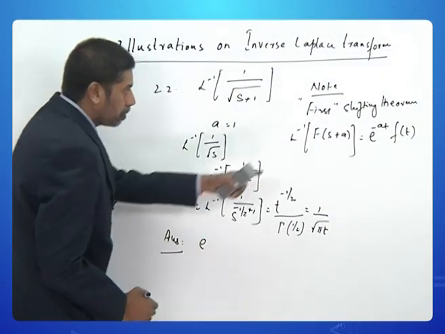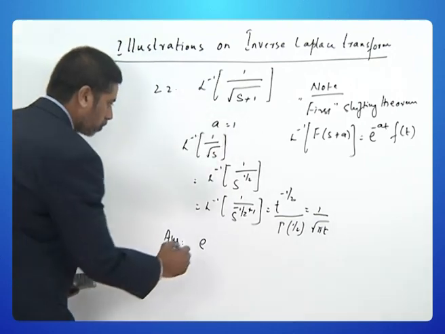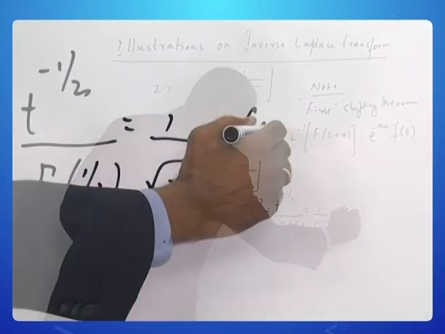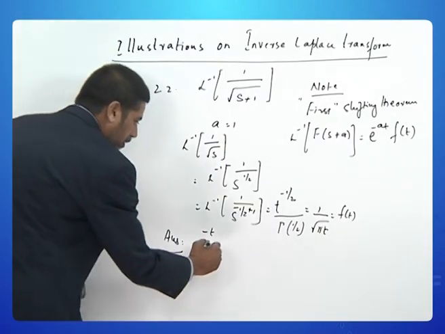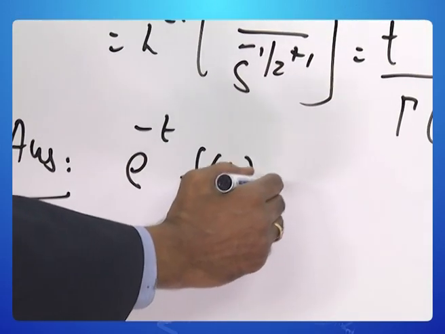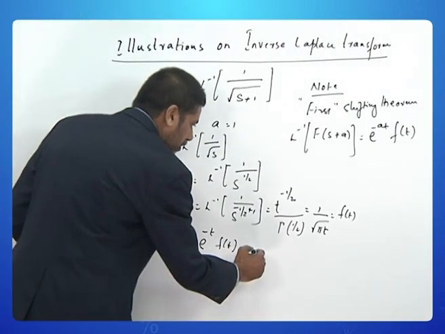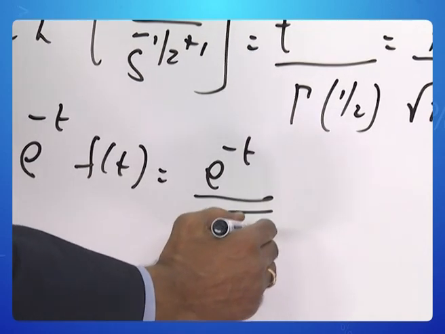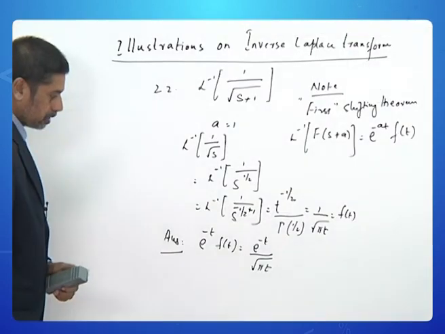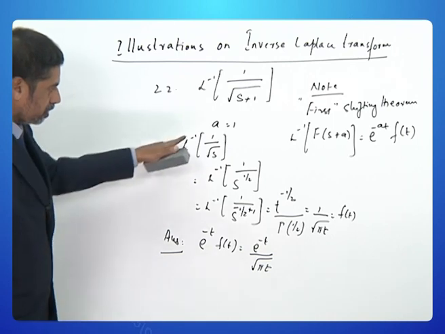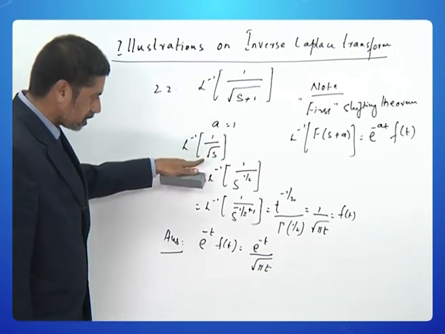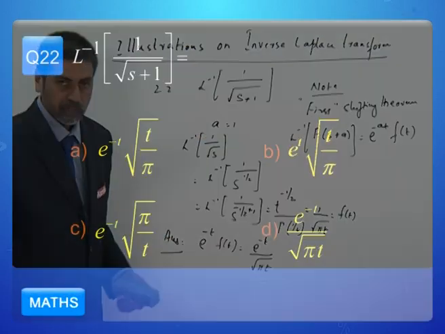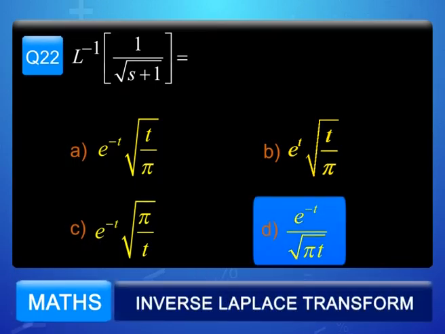e power minus at. A is 1. So e power minus t, let us call this f of t, into f of t. This is nothing but e power minus t by square root of pi t. So it is very simple. First, inverse transform of 1 by root s, get the output and then use the first shifting theorem, and the correct option is B.